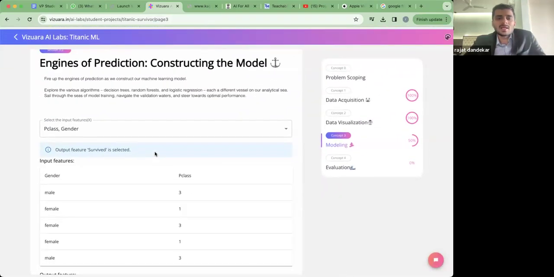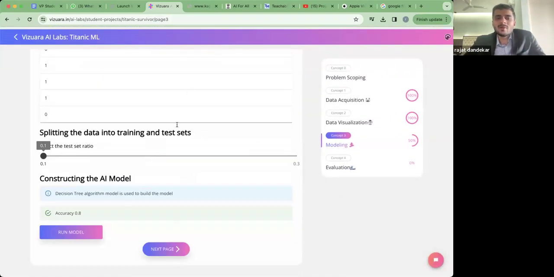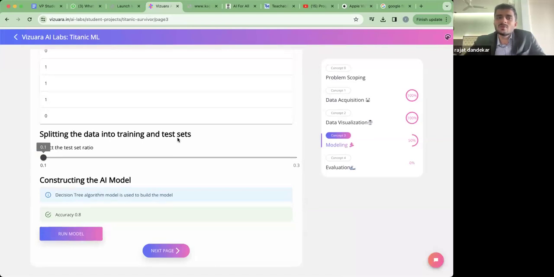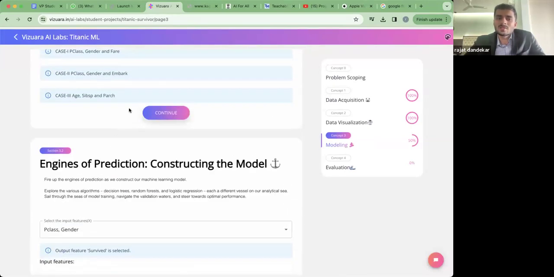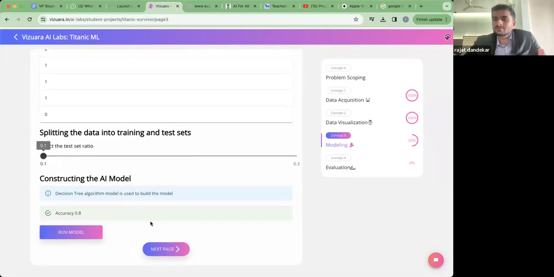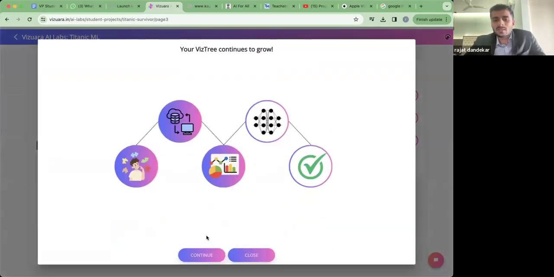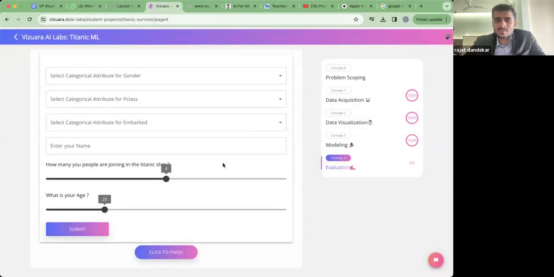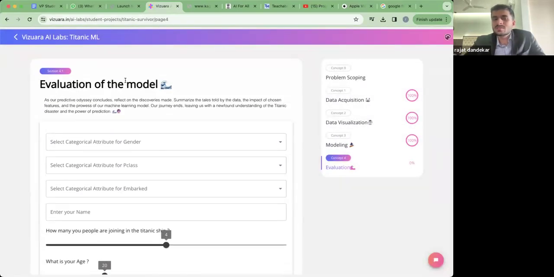So this is exactly what we do when we try to build an artificial intelligence model. First, we look at features which have maximum correlation. Then we select the right features and then we run the model. Now let's go to the next page, which is the final stage, the evaluation of the model. Now our model is built.